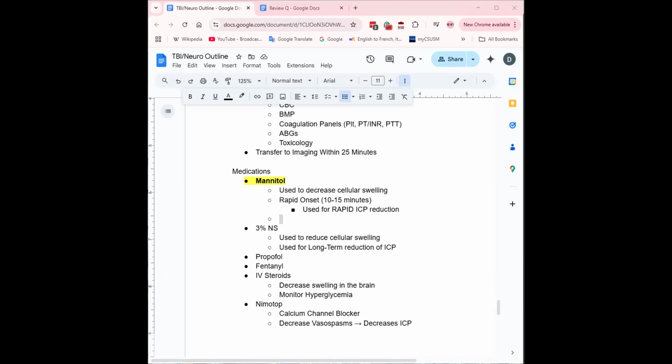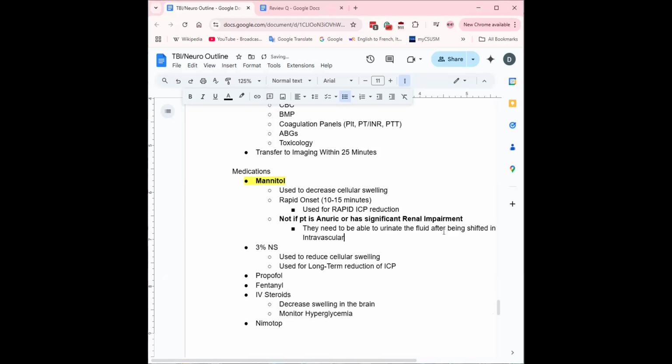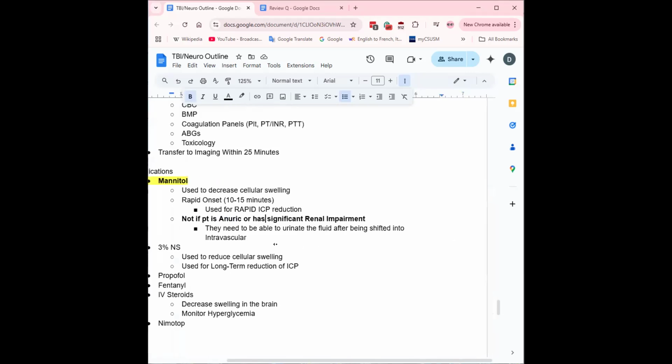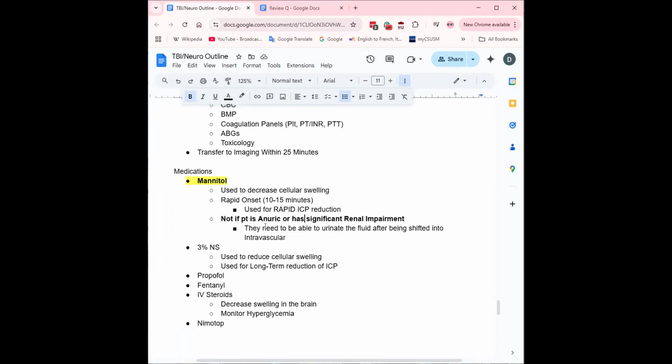We talked about this, so I'll post it. If the patient is anuric, not able to pee, or has significant renal impairment, then we're not going to give it, because they need to be able to pee out the fluid after it's been shifted into the intravascular.